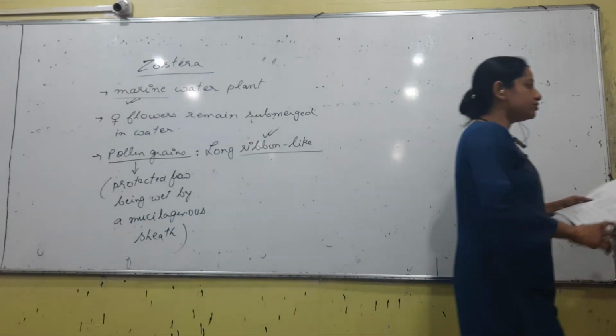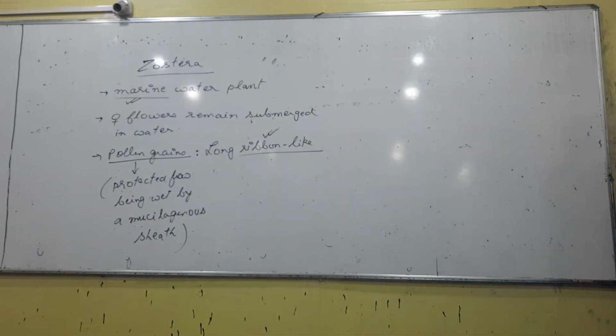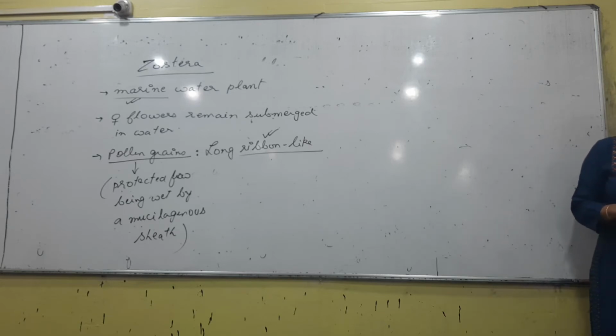Just two lines about Zostera. First, Zostera is an example of a hydrophyte. What type of hydrophyte? Submerged hydrophyte. Freshwater or marine? Marine. Where does pollination occur in case of Zostera? Pollination occurs below the water in case of Zostera. In case of Vallisneria, where does pollination occur? It occurs on the surface of the water. So Zostera, hypohydrophily. Vallisneria, epihydrophily.